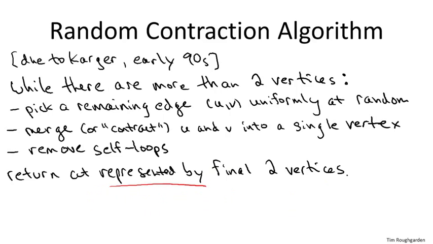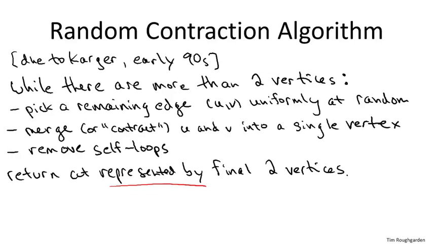So we have n-2 iterations, and the number of vertices gets decremented by 1 in each iteration. So we start with n vertices, we get down to 2. And how do we decrease the number of vertices? We do it by contracting or fusing two vertices together. How do we pick which pair of vertices to fuse? Well, we pick one of the remaining edges uniformly at random. So there's however many edges there are remaining, we pick each one equally likely.